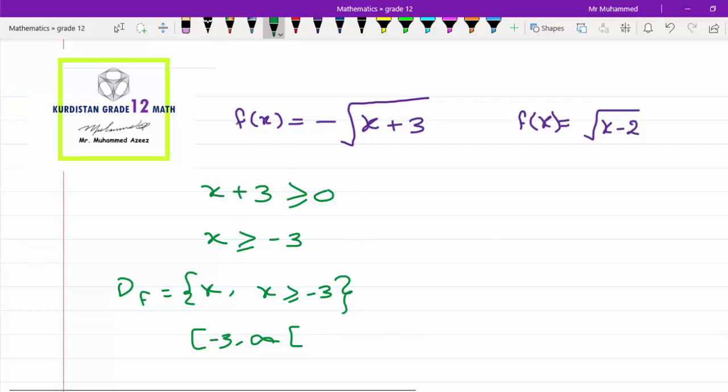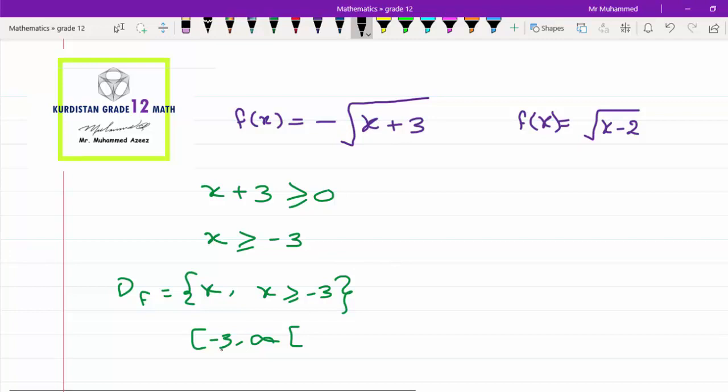To find the range for the same function, think about these numbers. If we input some of these numbers here, how does the function behave? If we put negative 3 here, it will be 0. So 0 is inside the range, because when we put negative 3 here, negative 3 plus 3 is 0. If we put negative 2, negative 2 plus 3 will be equal to 1. The square root of 1 is 1, and with this negative it will be negative 1.